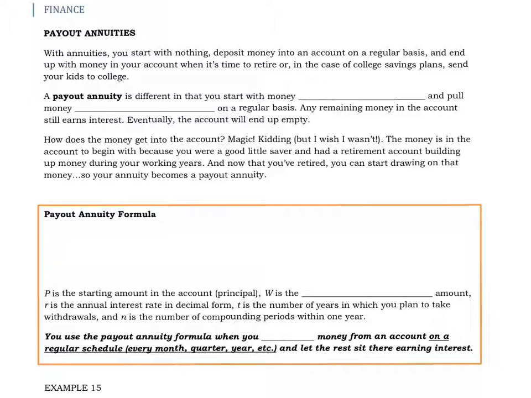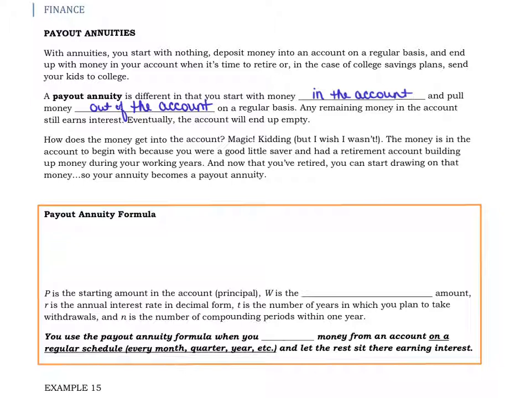And so what we're going to look at now is this idea of a payout annuity. This one's a little different. This one is where you start with money in the account. Now, again, this didn't just magically appear there. It's because you were a good little saver. And then you pull that money out of the account on a regular basis. That can be monthly, quarterly, yearly, take your pick.